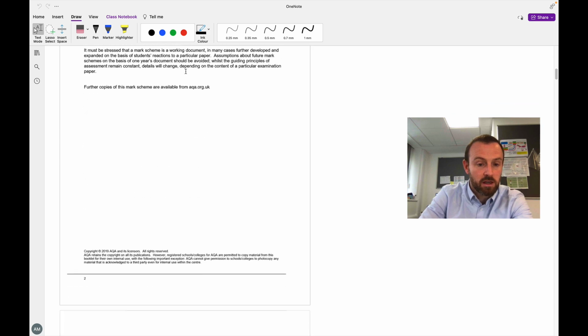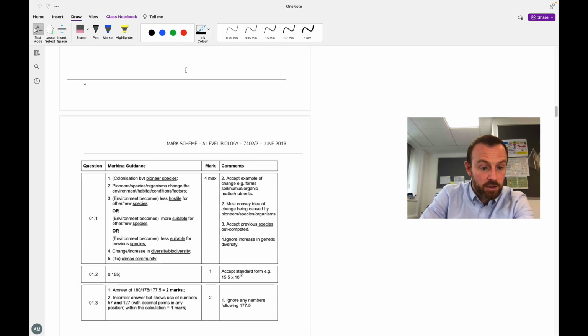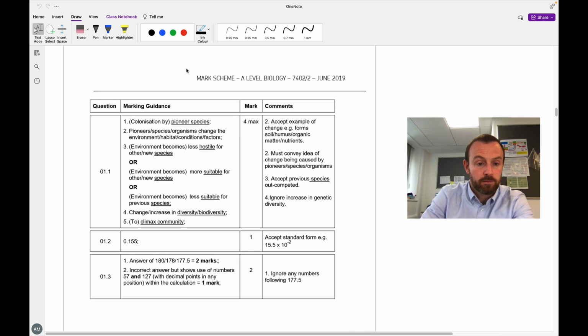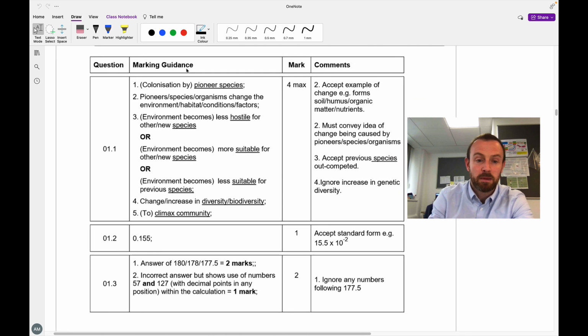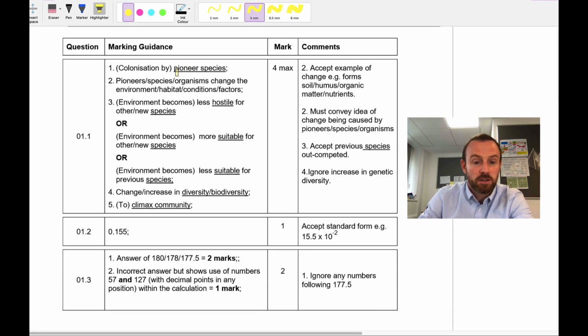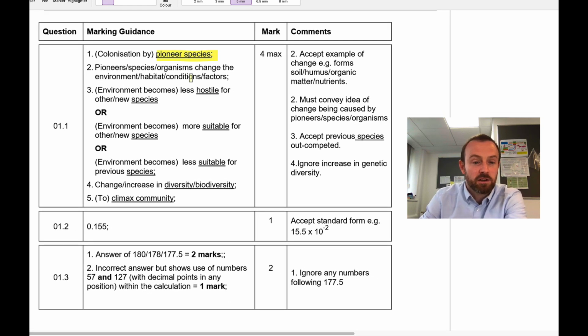Let's check the mark scheme to see what exactly you need to say. So here it is. Colonization by pioneer species. They change the environment. They make it less hostile for other new species. Notice the underlining, less hostile as a keyword for new species. You just need to say that it changes the environment. You could either say it becomes less hostile or you could say it becomes more suitable. It's two sides of the same coin. Increase in biodiversity to a climax community.